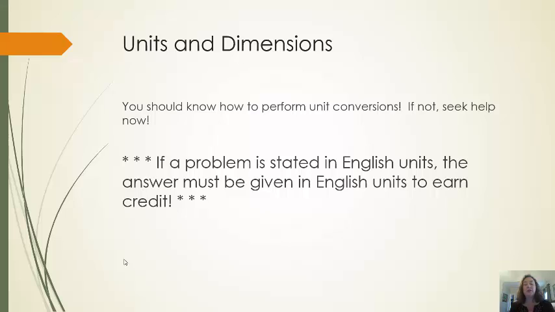One important thing that you should know going forward: when a problem is stated in English units, the answer needs to be given in English units. I don't really care what you do in between. You can convert everything over to the CGS system and then convert it back at the end, or you can work the problem in English or American engineering units. All I care is that the answer is in the same unit system as the problem statement originally.